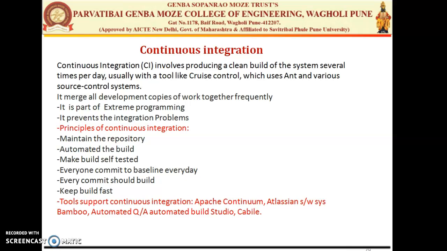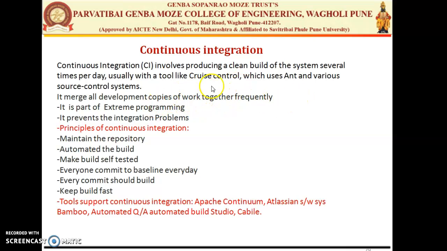Usually different tools are used for continuous integration. One of the tools is CruiseControl, which works with various source control systems. It merges all the development copies of the work together frequently. What is this tool used for? To merge all the development copies. Suppose there are 10 developers sitting at 10 PCs. Everyone uses this tool, and it merges all the copies of those developers frequently, whenever they commit the code and add it to the main code.